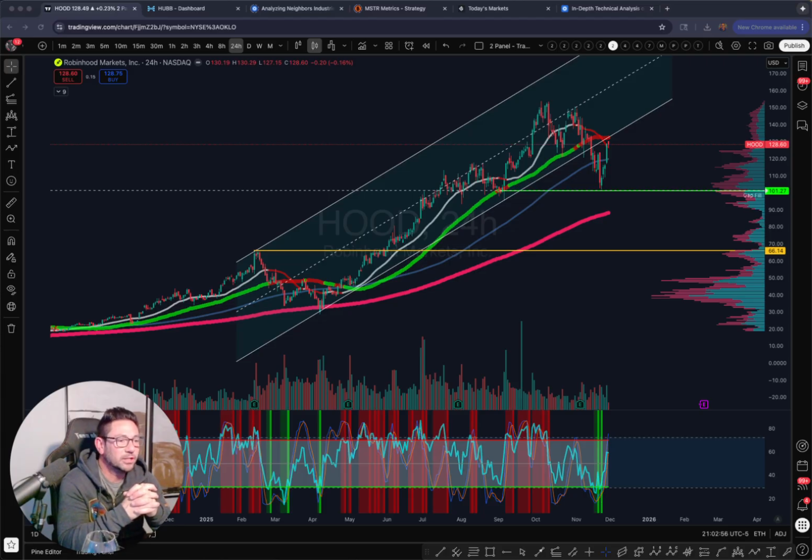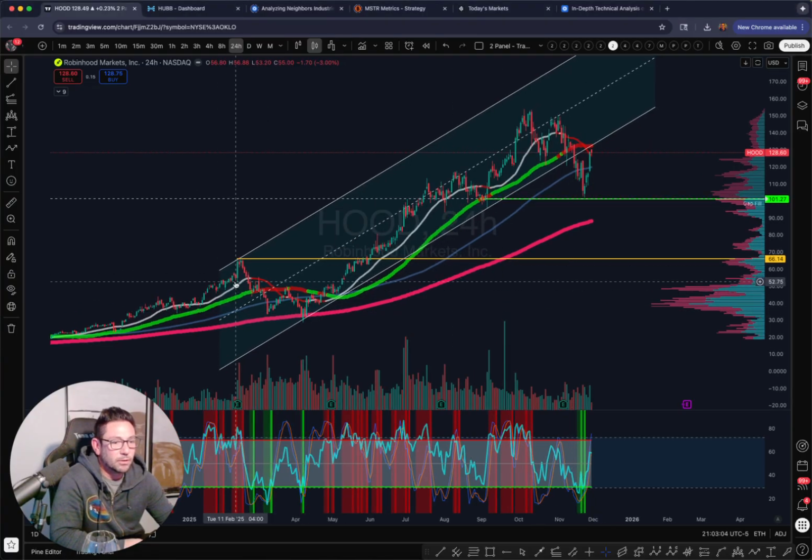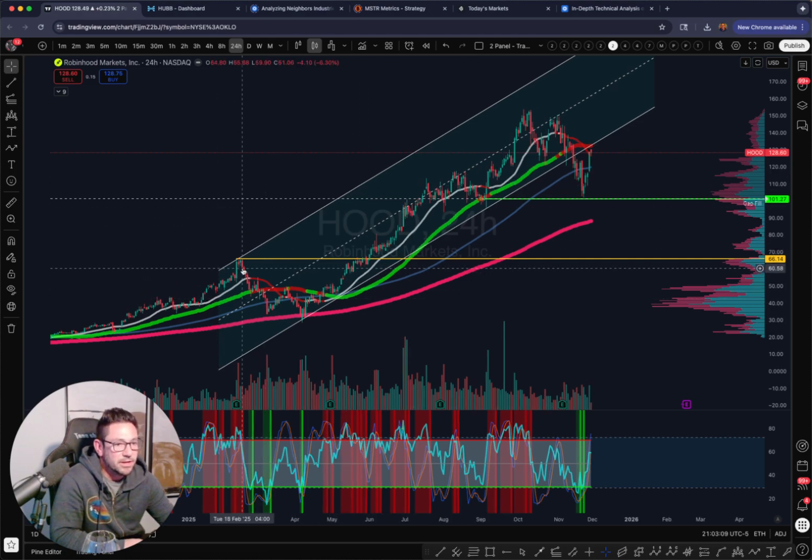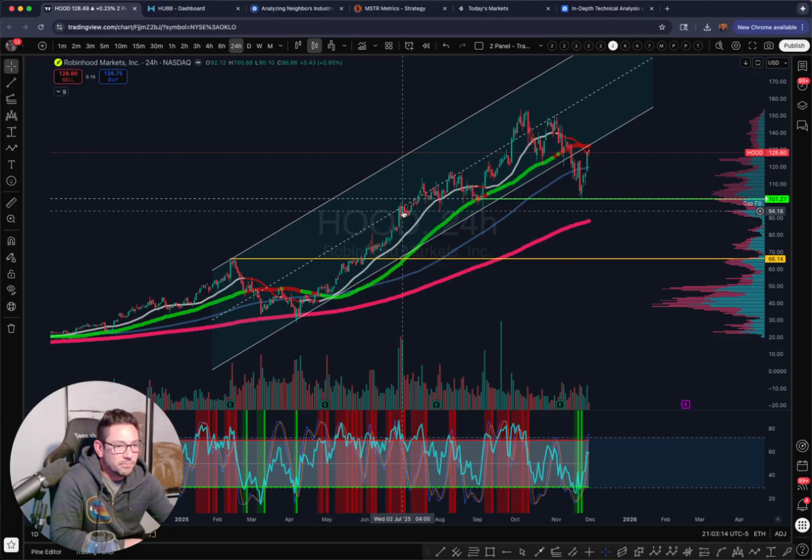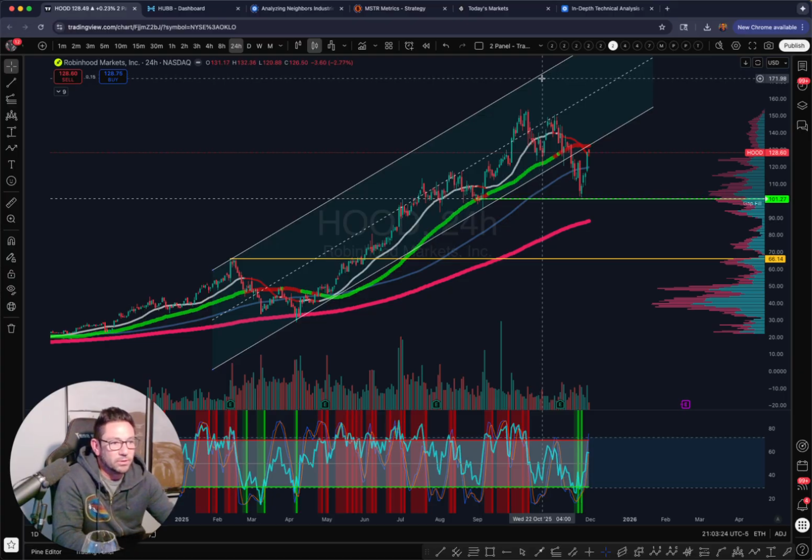So the first thing we're going to look at is the bear side of Robinhood. First, what you could see is we were confined inside this large parallel, right? Where we established this high, came down, established this low, and then we were kind of riding the median line right in here, and then went down through it, overthrowing the median line.